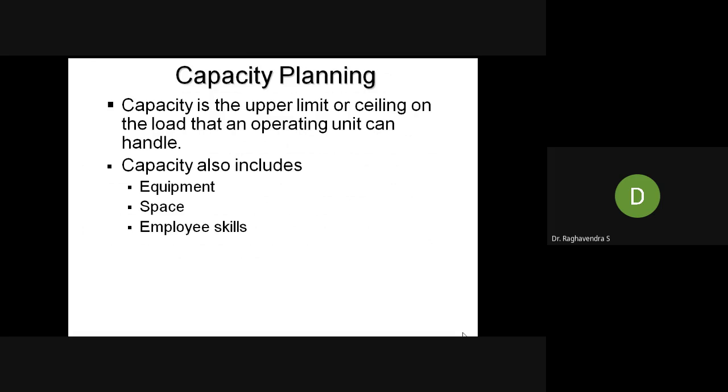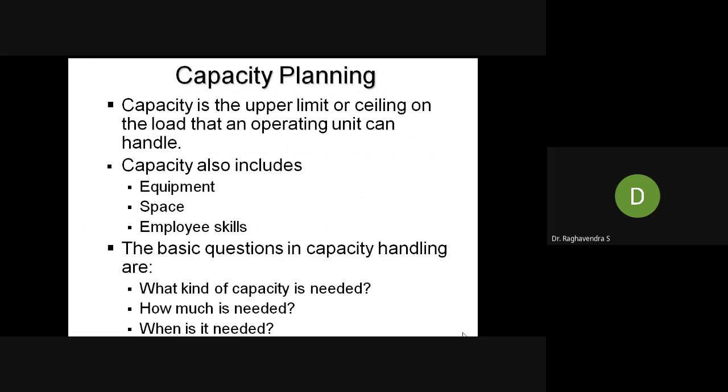So, what is capacity? Capacity also includes equipment, space, and employee skills. These are three important things you require in any organization. You should have equipment, machineries or tools, whatever it is, to produce a product or to provide a service, whether in the service sector or the goods sector. It doesn't make any difference. But overall in the organization, equipment, space, and employee skills are all important.